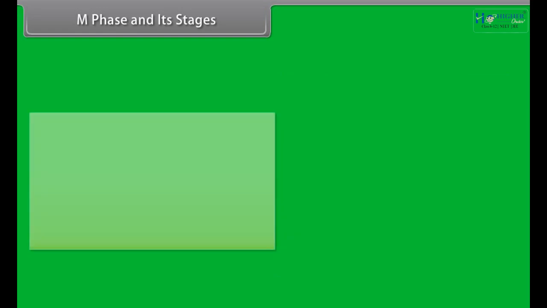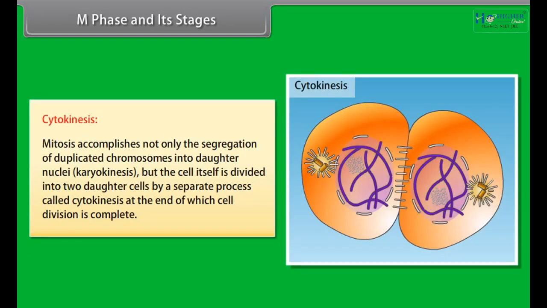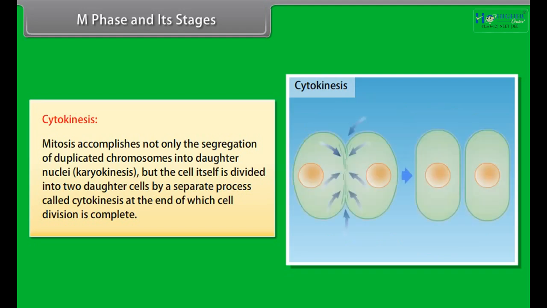Do you know that mitosis accomplishes not only the segregation of duplicated chromosomes into daughter nuclei, karyokinesis, but the cell itself is divided into 2 daughter cells by a separate process called cytokinesis, at the end of which cell division is complete. Significance of mitosis.